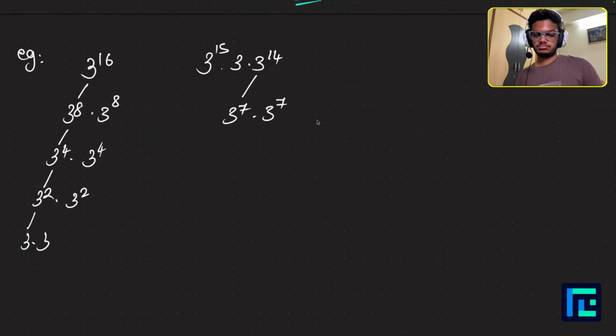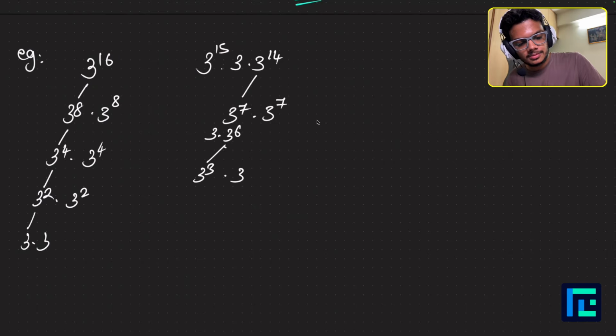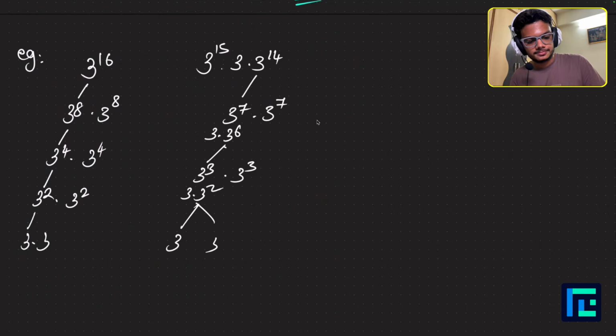Now 3 power 7 cannot be broken like that, but it definitely can be written as 3 into 3 power 6. This 3 power 6 can be further broken, that is, you just calculate 3 power 3 and multiply it with itself, right? 3 cube can be written as 3 into 3 square. 3 square, we already know, is 3 into 3, right? So just take 3 and multiply it with 3.